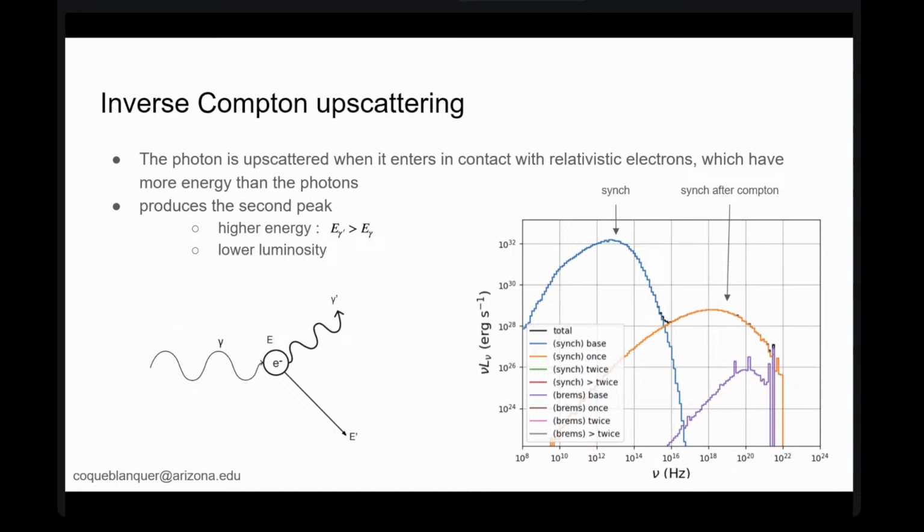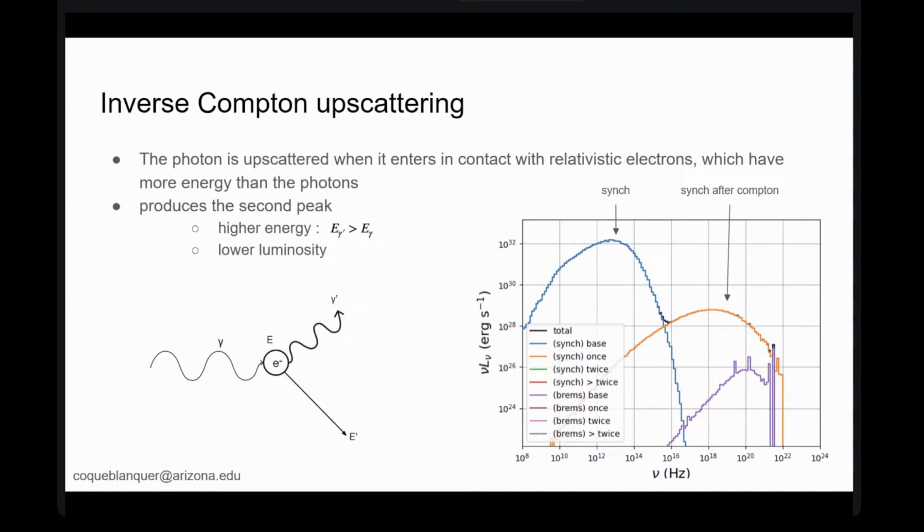And this is because when a photon collides with an electron, these electrons in the accretion disk are traveling at relativistic speeds. Therefore, the electron has much more energy than the photon. Therefore, the photon gains the energy of the electron and is pushed to higher energy levels, while the electron decreases its energy. So we can see here, for example, the blue line in the spectrum is synchrotron emission.